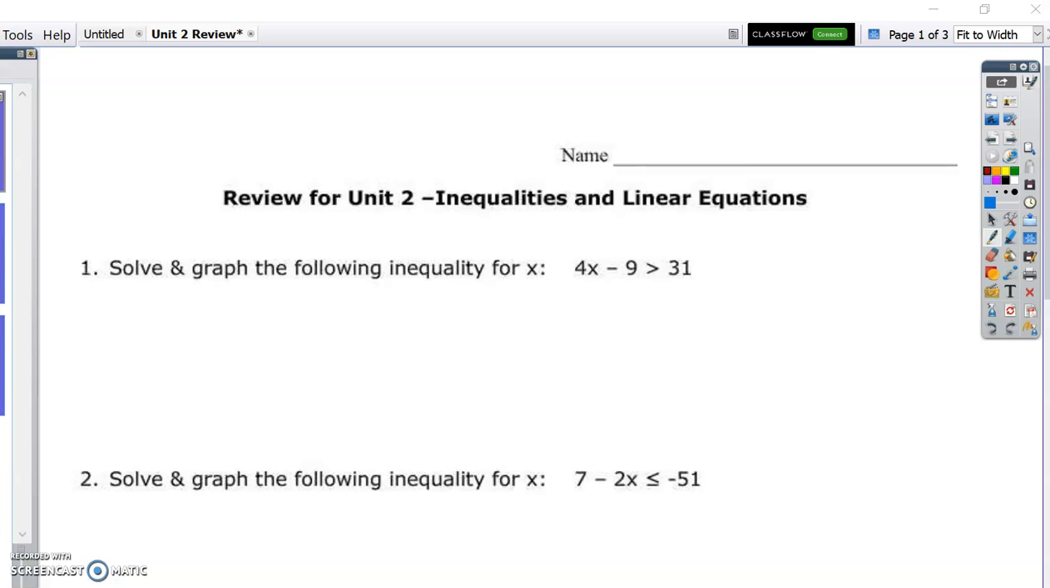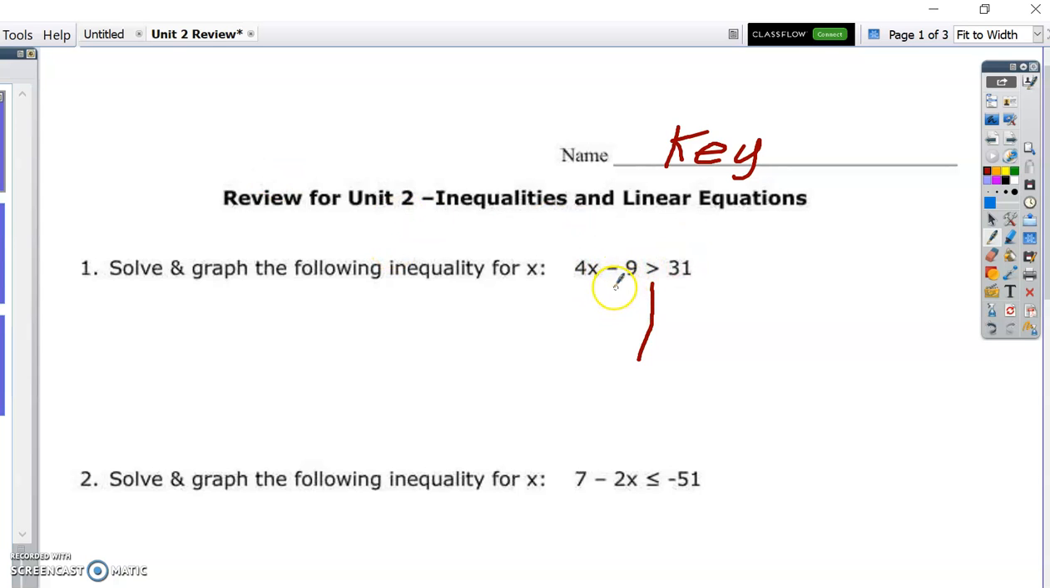All right, let's do this. We are going to go over the review. This is the key. So here we have our first inequality. We are going to solve and then graph it.